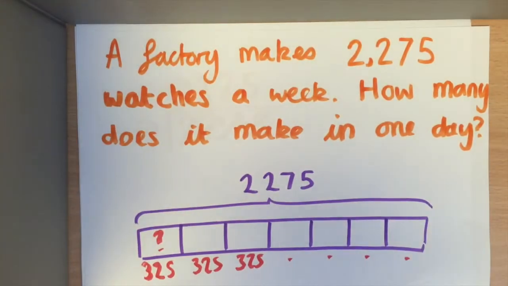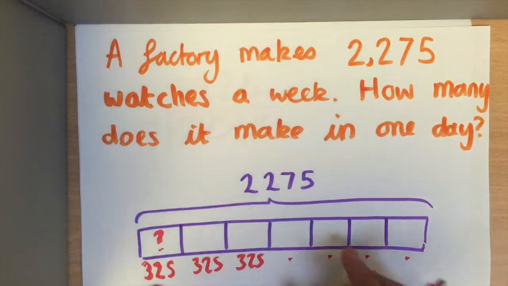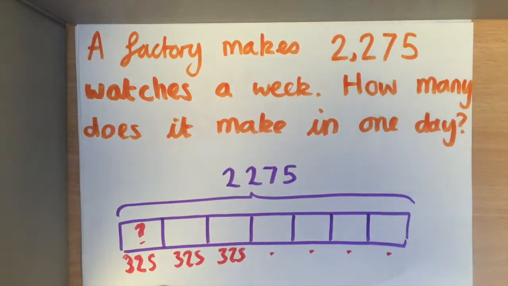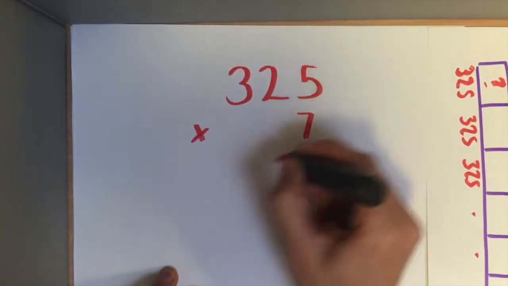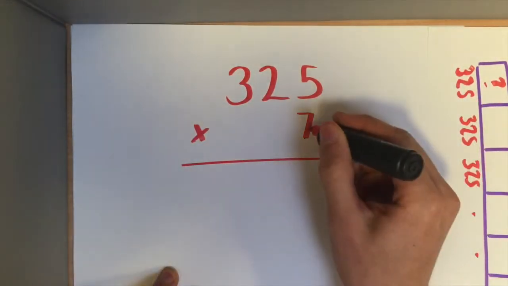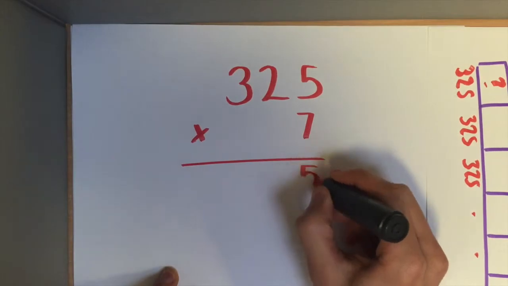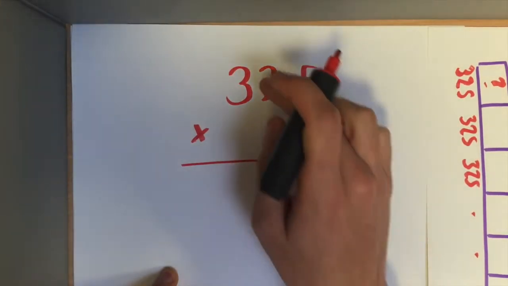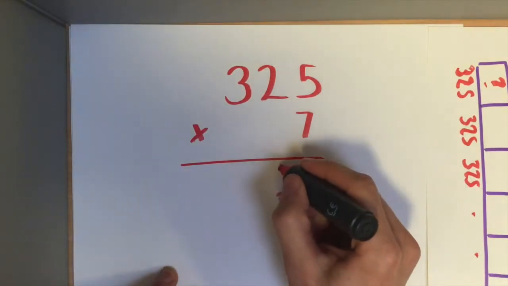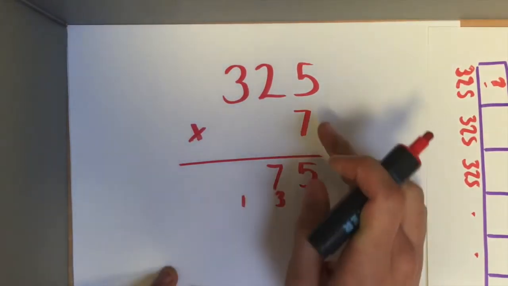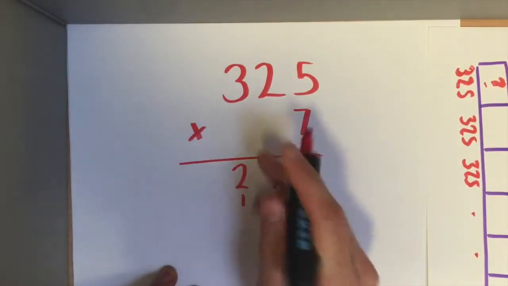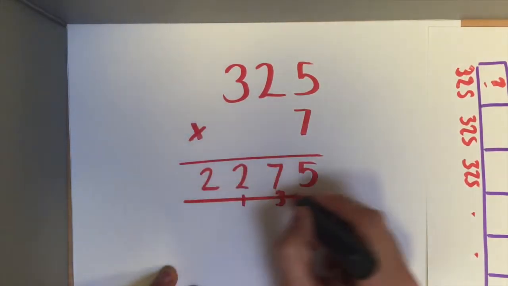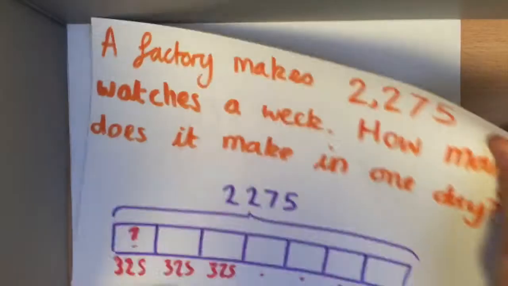If I wanted to check this, I could simply multiply 325 by 7, doing the inverse operation. I like to check my problems, so I'll do it quickly now. 325 times 7, and I should be getting 2,275. 7 times 5 is 35. I'll write down my 5 and carry my 3. 7 times 2 is 14, add my 3 is 17. Write my 7, carry my 1. 7 times 3 is 21, add my 1 is 22. I don't have to carry my 2 because I've finished all my multiplying, so it goes up here. 2,275. So my answer is correct.